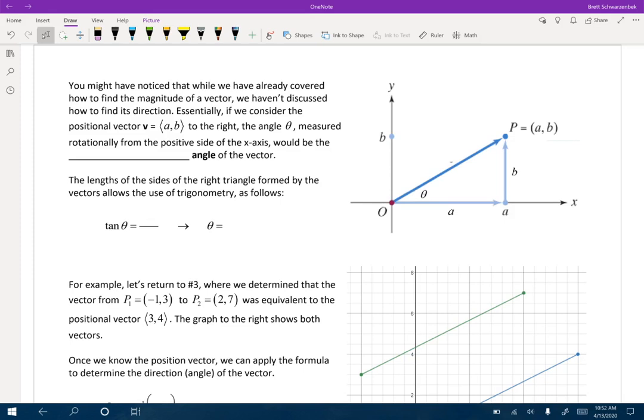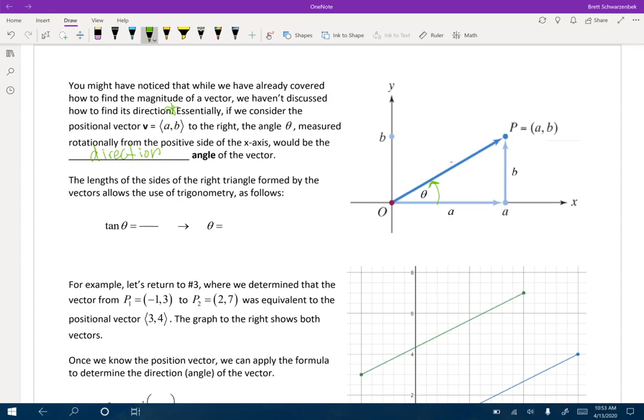So it says essentially, right here, if we consider the positional vector AB to the right, the angle theta measured rotationally from the x-axis, right here, would be considered the direction of the vector. Okay, so it turns out that the direction is very trig related.